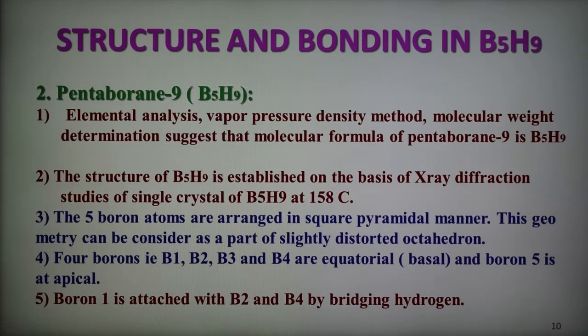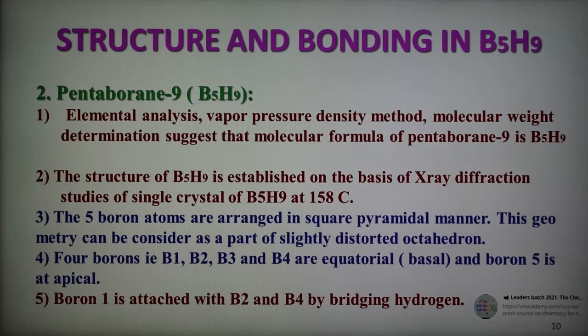Therefore, the structure of this borane we can establish on the basis of X-ray diffraction studies of the single crystal of B5H9 at 158 degrees Celsius. Here the 5 boron atoms are arranged in a square pyramidal manner. This geometry can be considered as a part of a slightly distorted octahedron.